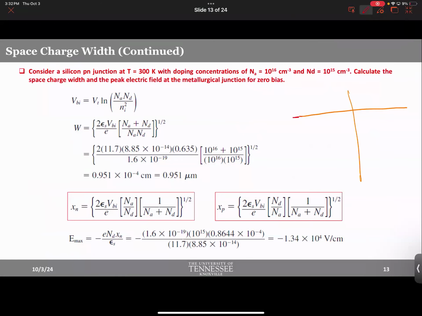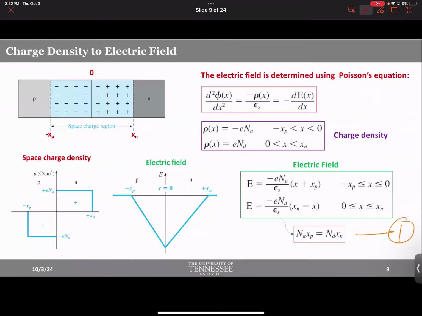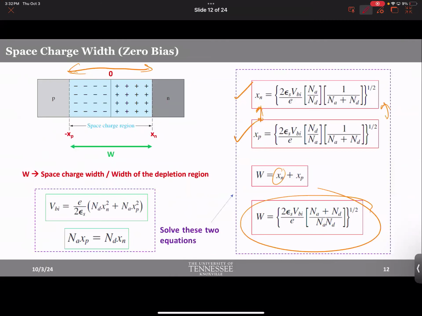Let me show you again. I don't want to draw it again. What is the metallurgical junction? This is the metallurgical junction. Remember, x equals 0. What is the peak electric field? This was the peak. Didn't we calculate it before? Just put in x equals 0 in any of these equations, and you have E equals q Nd xn over epsilon s. Simple. Okay? We'll get there.